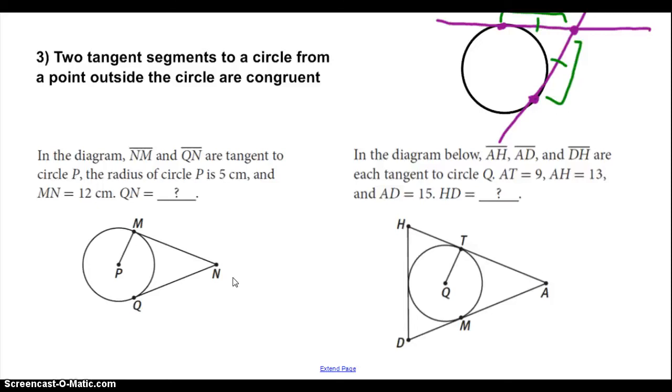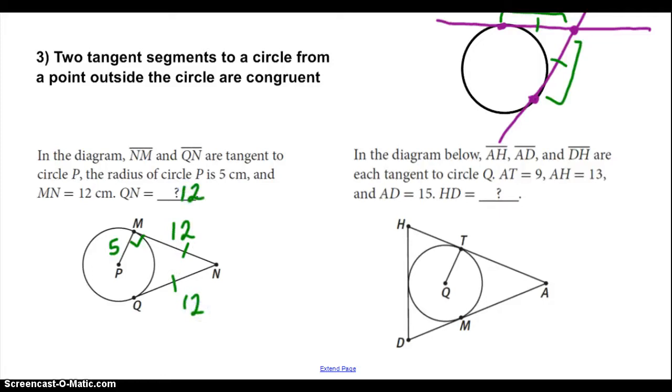In the diagram, NM and QN are tangent to circle P. The radius of circle P is 5 centimeters, and MN equals 12 centimeters. What is QN? Well, let's label everything. We know that the radius is 5 centimeters. We know that MN is 12 centimeters. Okay, and since this is tangent, that's going to be a right angle there. Well, we just learned that two tangent segments that intersect are congruent. So QN is also 12.